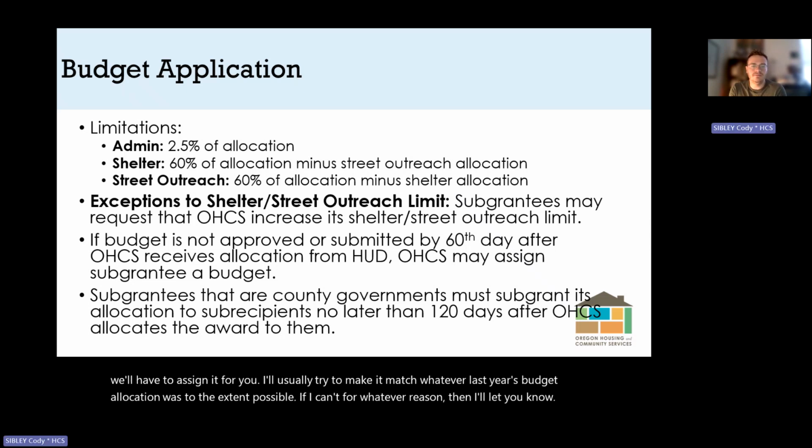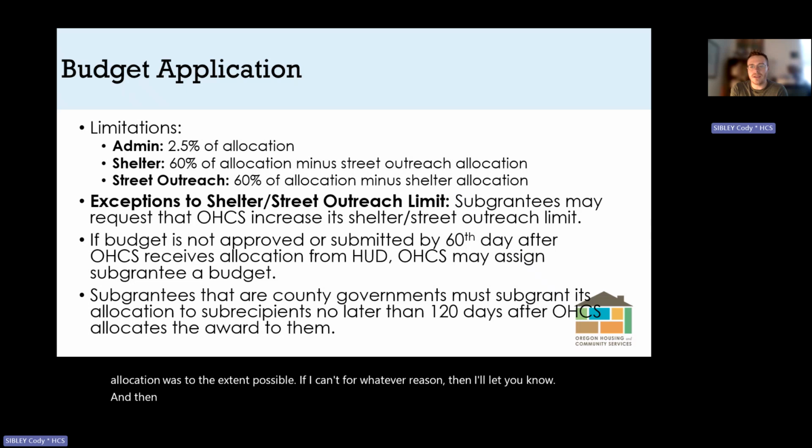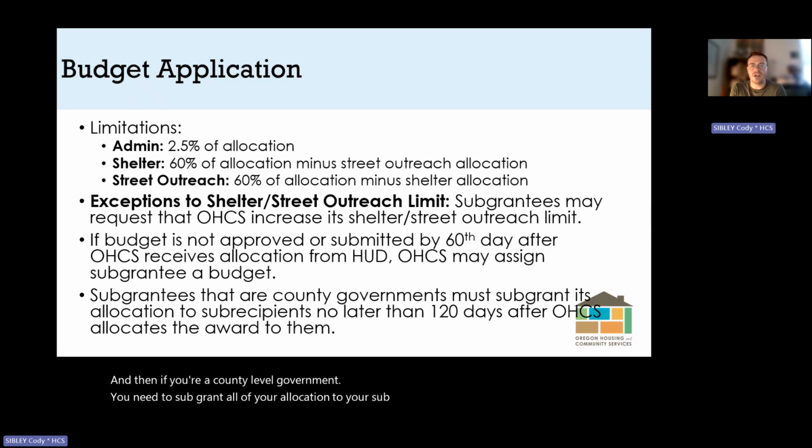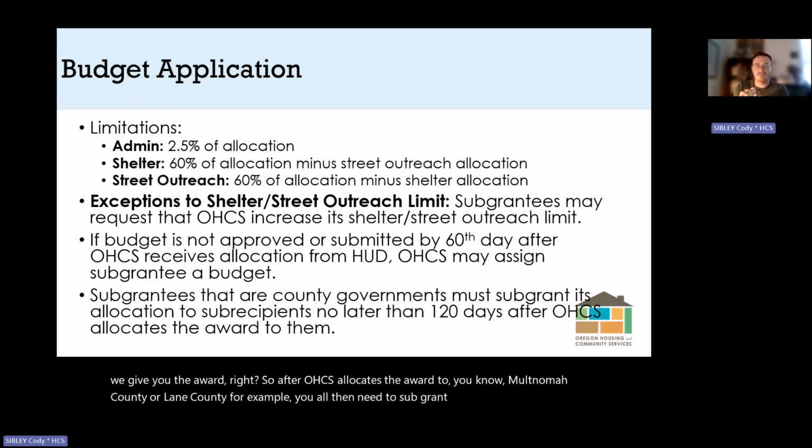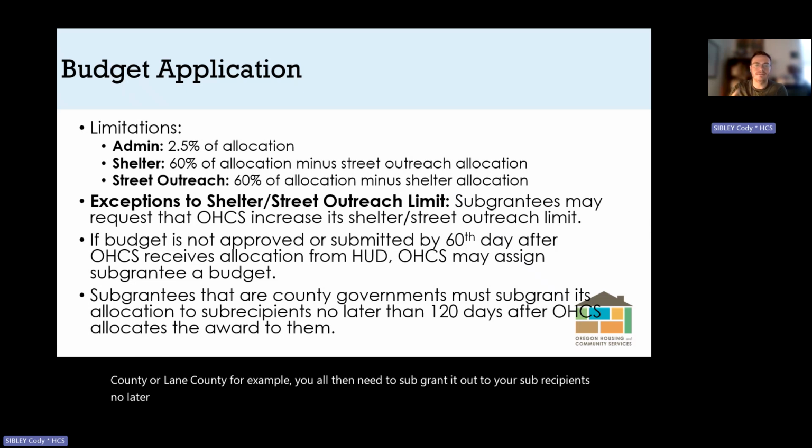And then if you're a county level government, you need to subgrant all of your allocation to your subrecipients no later than 120 days after we give you the award, right? So after OHCS allocates the award to Multnomah County or Lane County, for example, y'all then need to subgrant it out to your subrecipients no later than 120 days later.